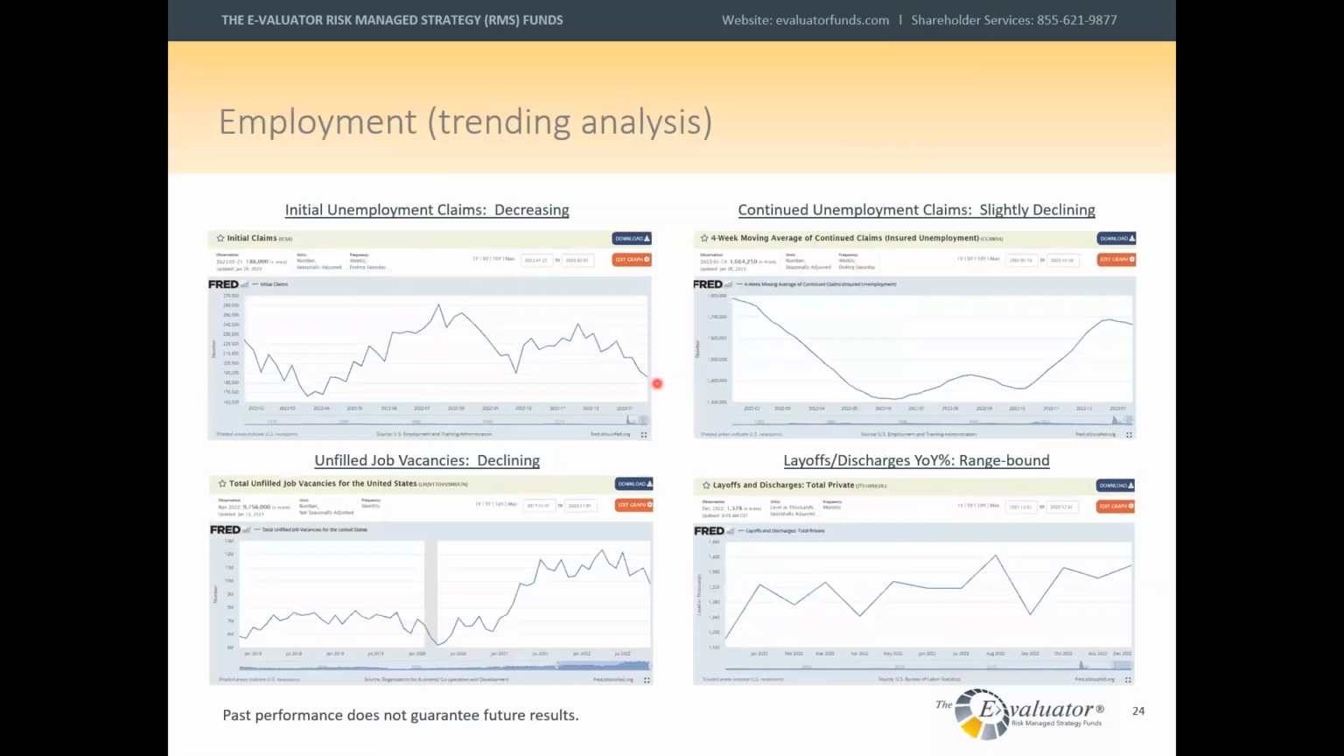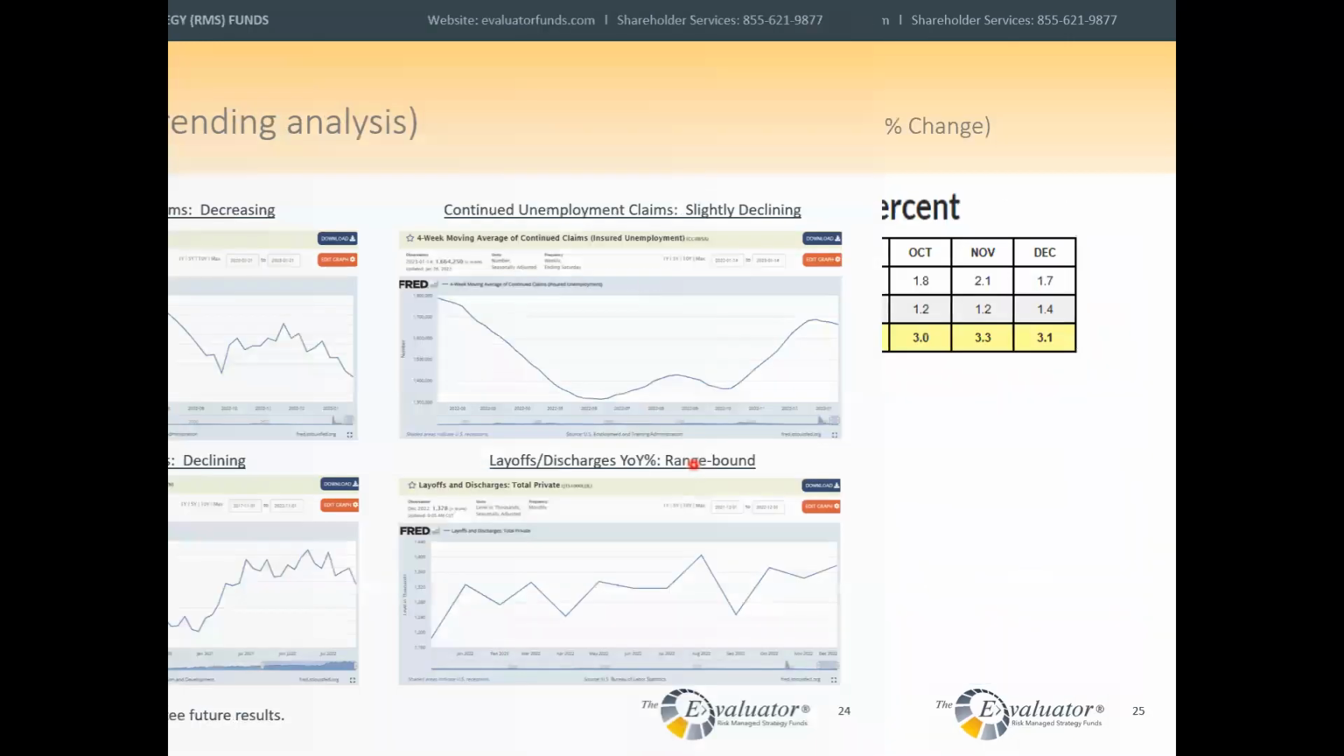Employment actually looks pretty good. Initial unemployment claims is going down. People who are staying on unemployment, that's kind of peaked. That's starting to go down. Unfilled job vacancies, that's declining. And then we're not really seeing an increase in layoffs or discharges on these reports yet. So I would say that employment is probably one of the brighter spots as far as what's holding our economy together.